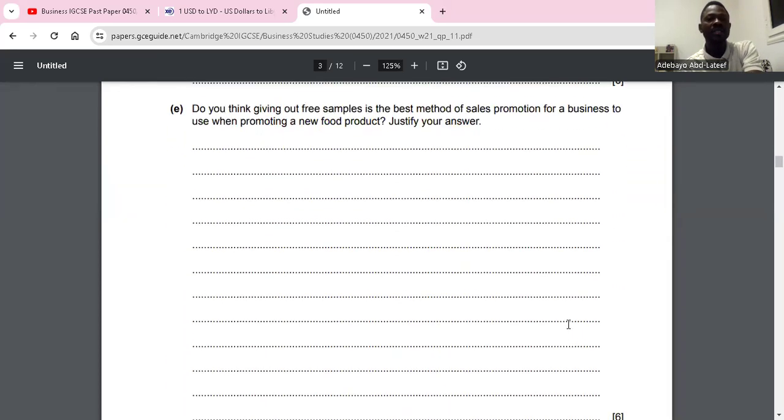Then question 1A. Do you think giving out free samples is effective? I wrote yes, based on the following. One, product trial is more effective than telling customers about a product because it involves taste, which is paramount, important to the buying process. You have to taste. So it's effective to let customers feel it and taste the product, rather than telling them to buy it without giving them a feeling or a taste of it.